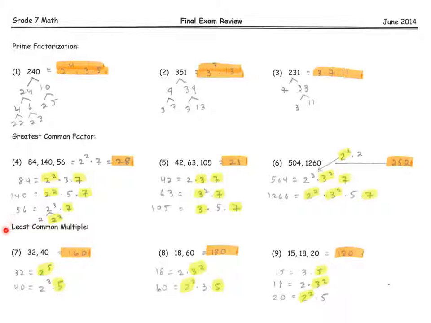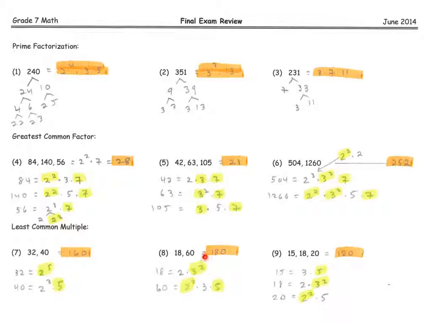Least common multiple, you have to find a number that 32 and 40 both go into. So here with the prime factorization, I took the most I could, and I took the 2 to the 5th, because that was the most 2's, and I took the 5 because that was the most 5's. And 2 to the 5th times 5 gave me 160.